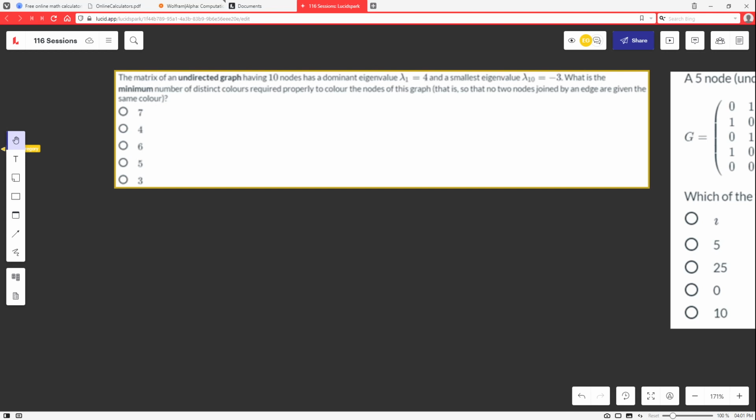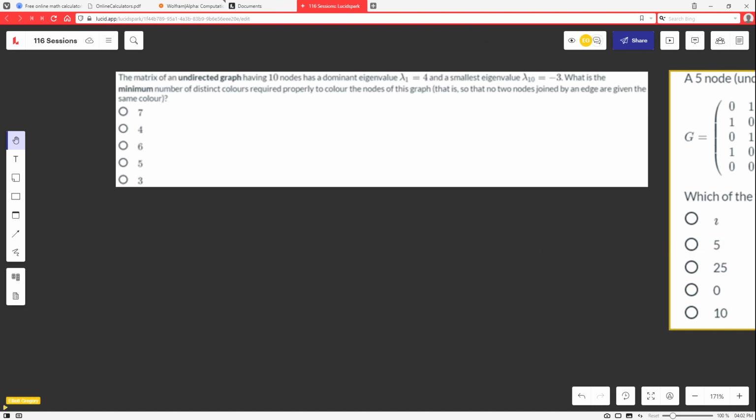First question: we have the matrix of an undirected graph having 10 nodes, with a dominant eigenvalue, lambda 1, of 4, and the smallest eigenvalue, lambda 10, of -3. What is the minimum number of distinct colors required to properly color the nodes of this graph? That is, no two nodes joined by an edge are given the same color.